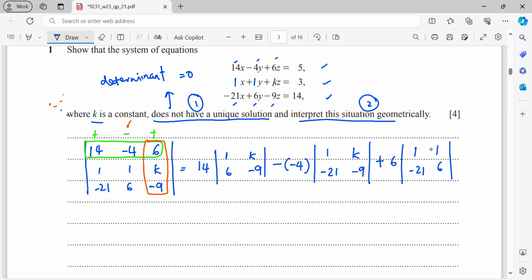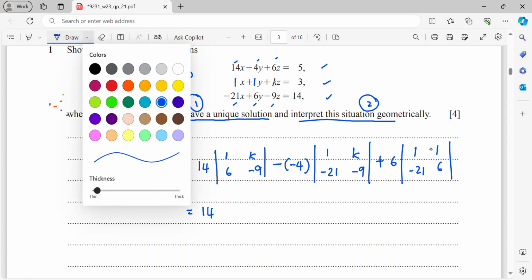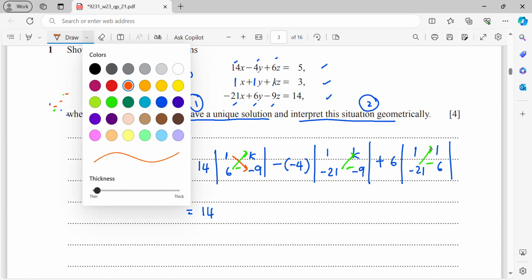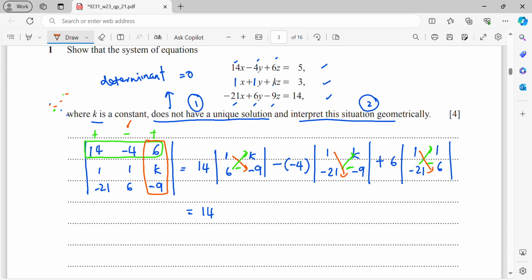Now we need to calculate the determinant of a 2 by 2 matrix. A 2 by 2 determinant is basically cross multiplication: the orange arrow minus the green arrow. Use the same method for all. From here I will get 1 times minus 9 minus 6 times k. Minus minus 4 is plus 4. Then followed by 1 times minus 9 minus k times negative 21. And the last one is 6 times, 1 times 6 minus 1 times minus 21.